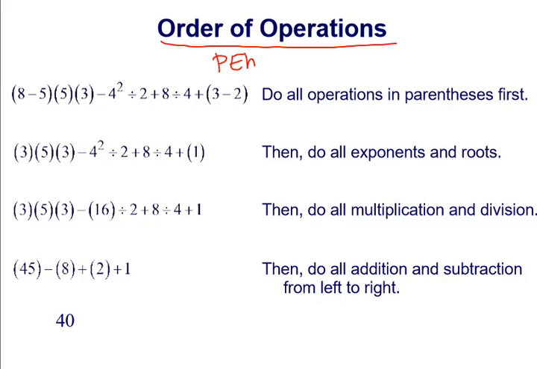Using our acronym of PEMDAS, you have to do all the operations in parentheses first. So we have 8 minus 5 in parentheses, so we'll do that first. We'll change that to 3. And we have in parentheses 3 minus 2, so we'll change that to a 1. That takes care of the P in PEMDAS. That's your first operation in the order of operations. Then we have E for exponents, and then roots if there were any. Here we have an exponent of 2. We have 4 squared, so we're going to do that and change it to 16, 4 times 4.